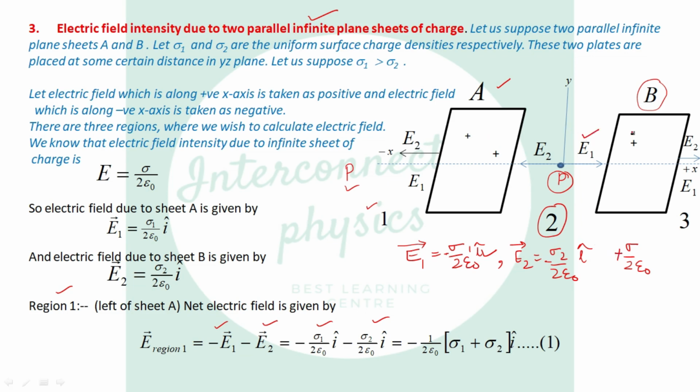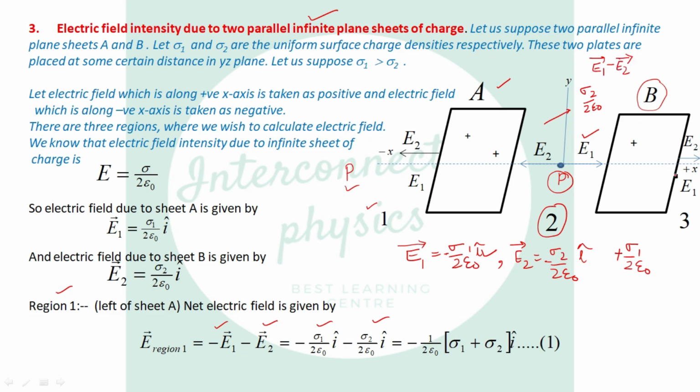Now, for sheet B, the electric field will be sigma 2 over 2 epsilon naught. And it is away from the sheet, along this direction, so it will be negative here. So the answer in between the plates will be E1 vector minus E2 vector.